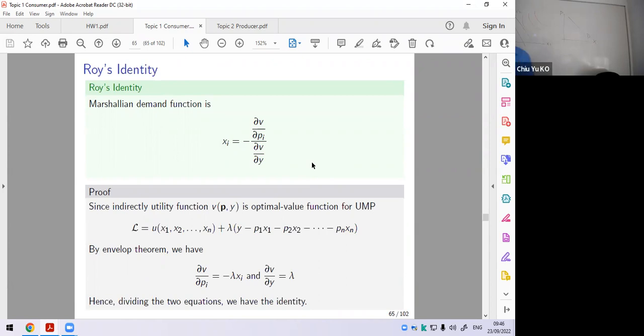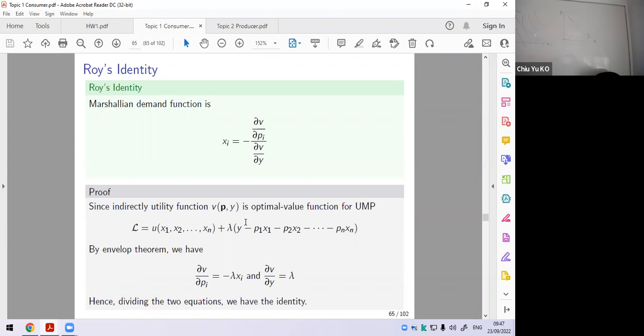So that would be the outcome. Probably you want to know why this one is important. The importance comes from the fact that it's easier to estimate the indirect utility function, and once you estimate that, you can derive the demand function. Empirically, that's why this is important, because you can easily observe price and income rather than observe utility.